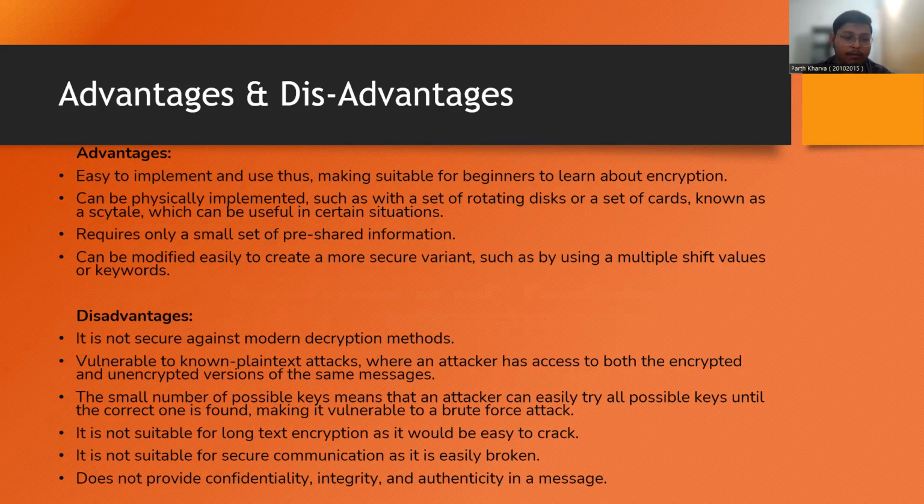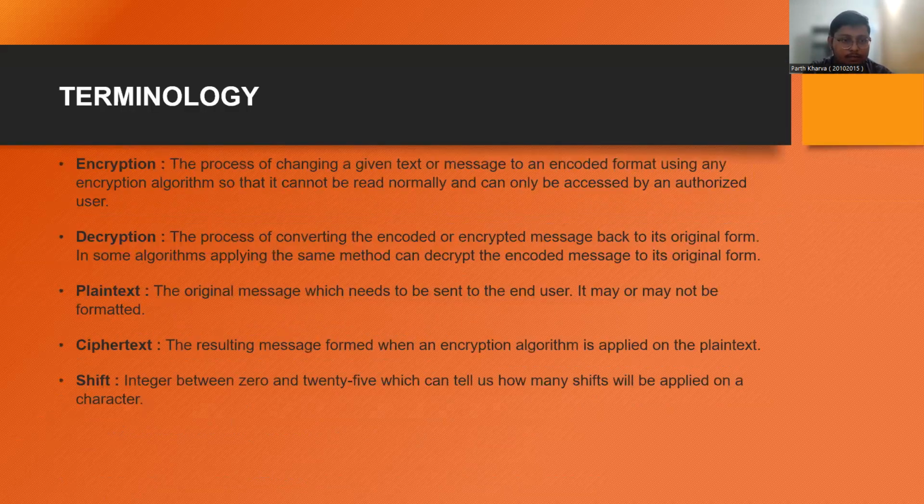It is not suitable for long text encryption, as it would be easy to crack, and it is not suitable for secure communication as it is broken. It does not provide confidentiality, integrity, and authenticity in messages. We will see how it works. Caesar cipher has four terminologies: encryption, decryption, plain text, and ciphertext.